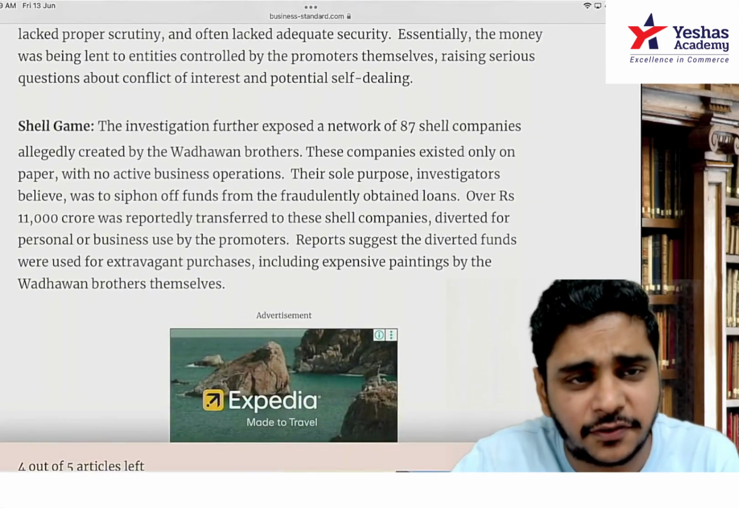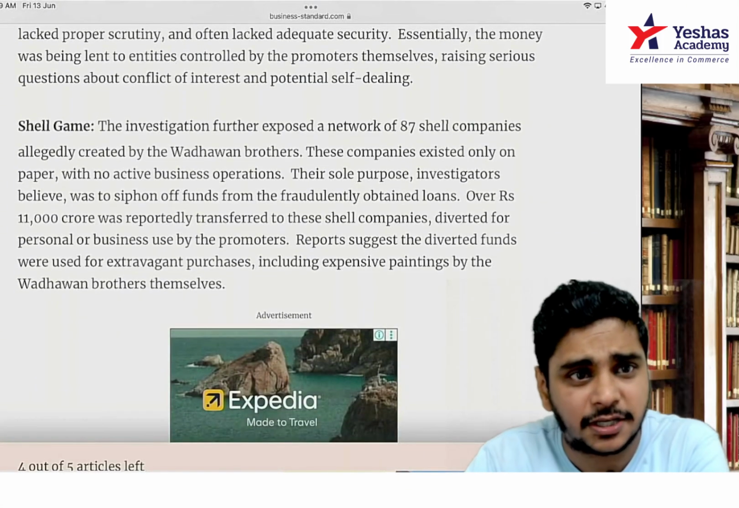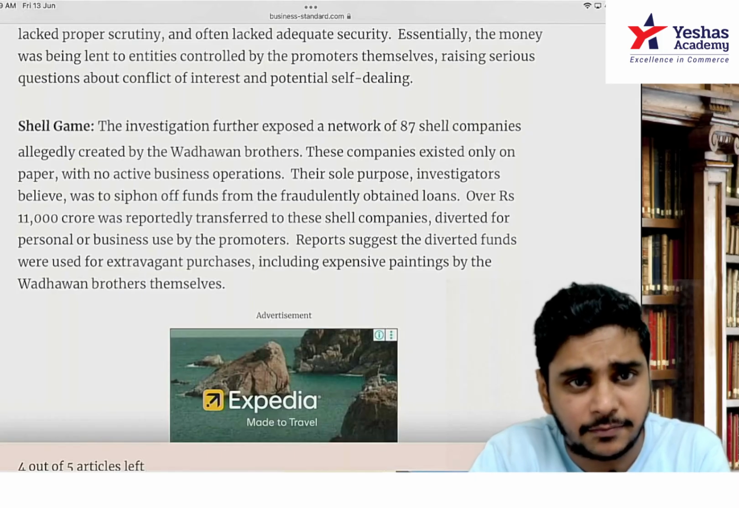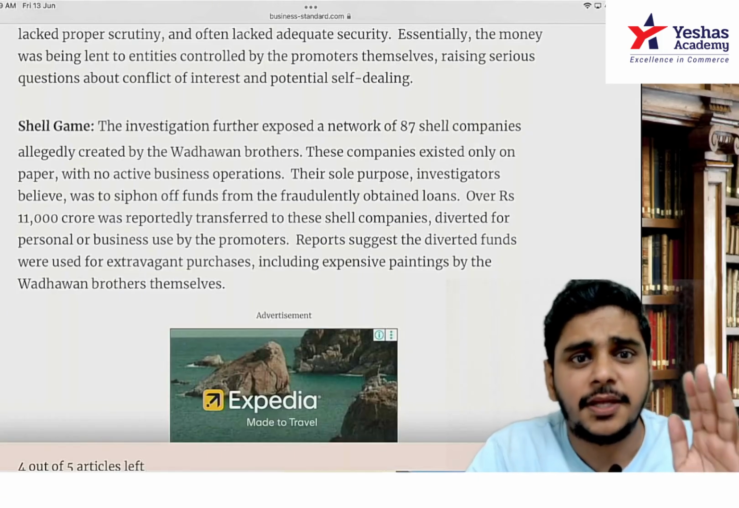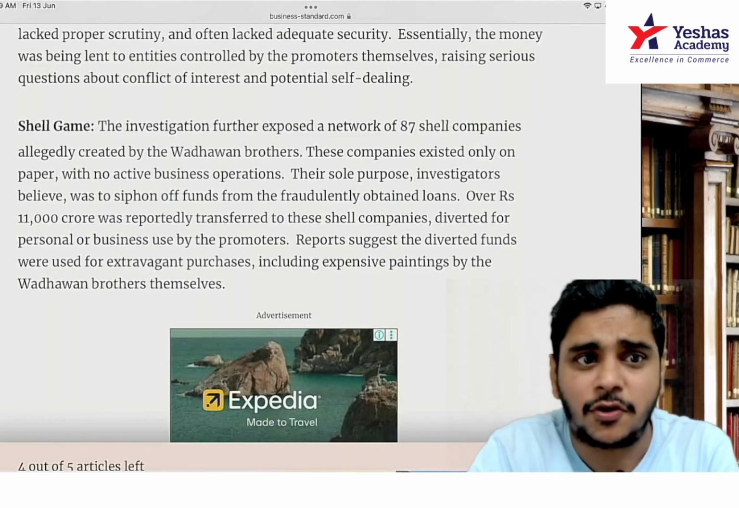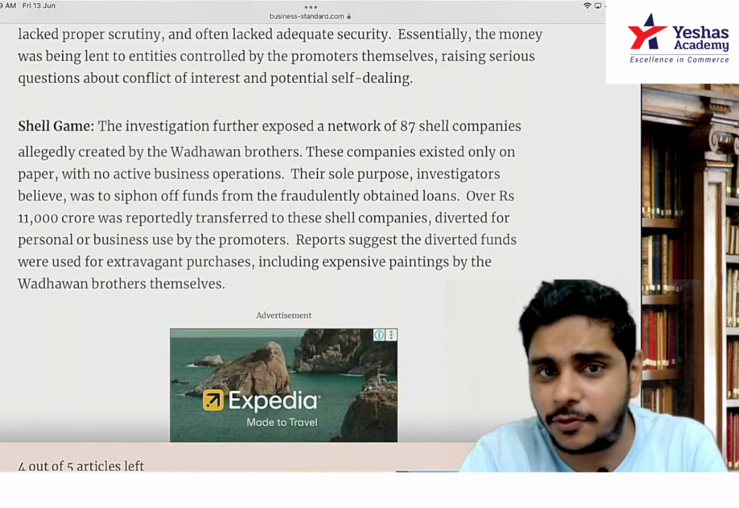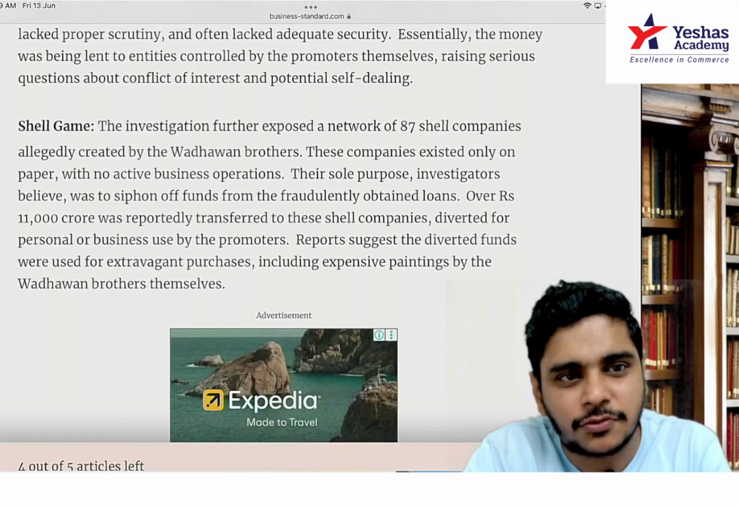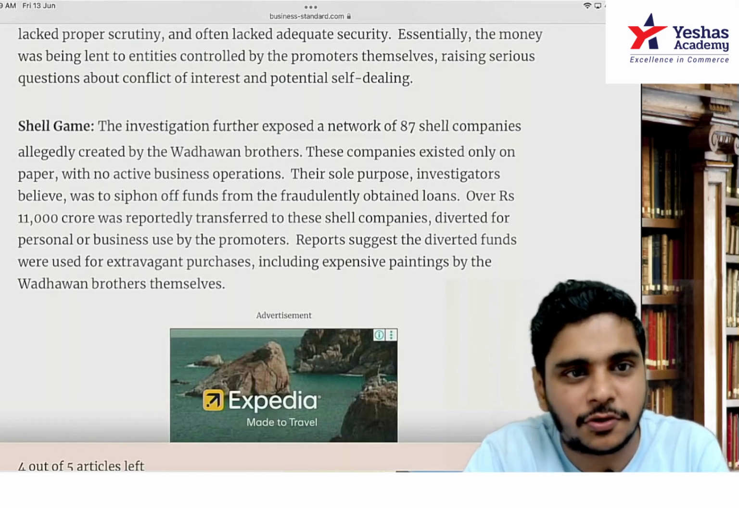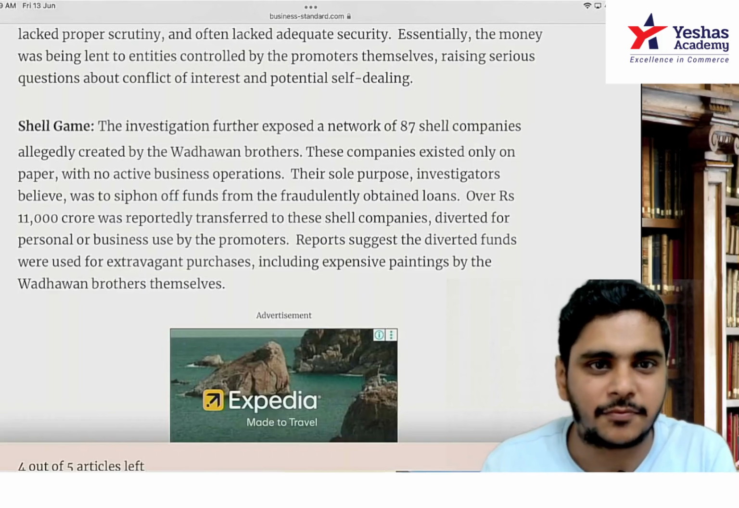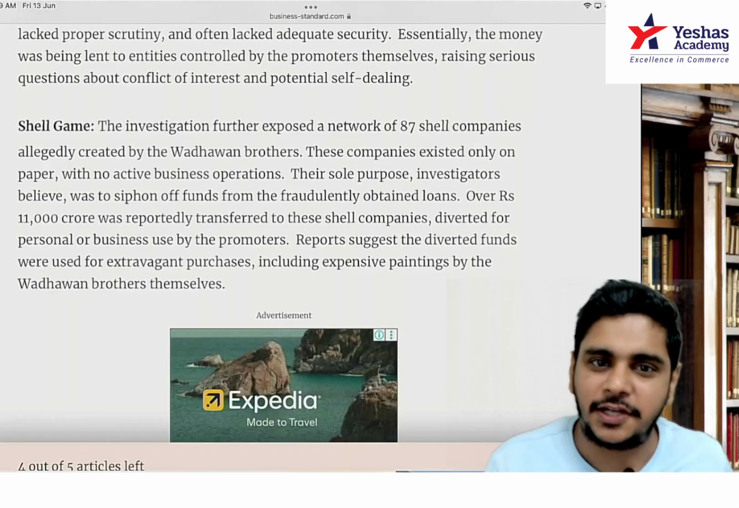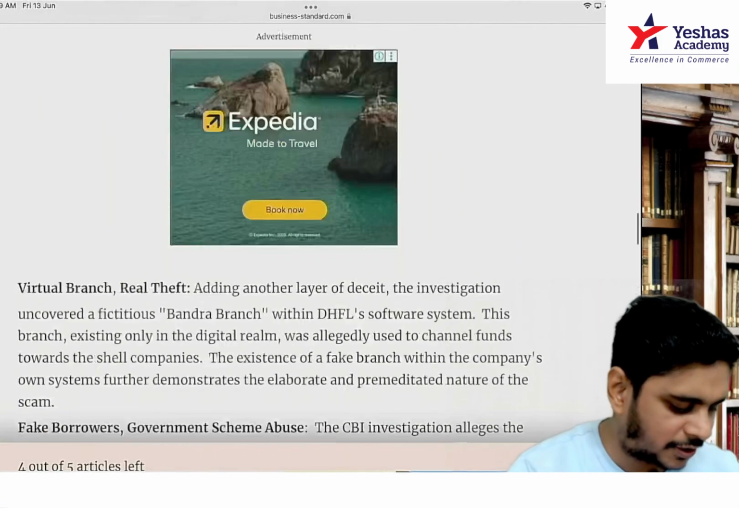The investigation further exposed a network of 87 shell companies allegedly created by the Wadhawan brothers. These companies existed only on paper with no active business operation. Their purpose, investigators believe, was to siphon the money from fraudulently obtained loans. Over rupees 11,000 crore, guys, 11,000 crores was transferred to these shell companies, diverted for personal business use by the promoters. So this was the fraud of DHFL. A recent fraud, it is 43,000 crore.